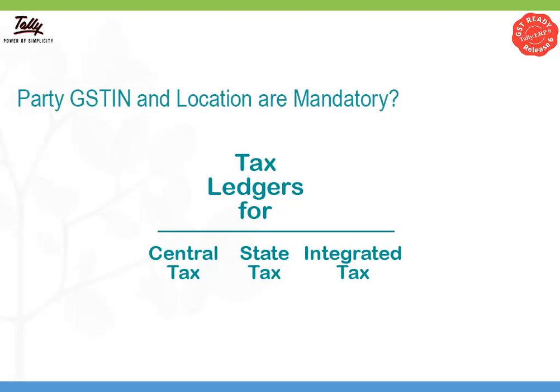We have configured the tax details. But how will the taxes be applied? The tax is applied in transactions using tax ledgers. Since GST is divided into multiple tax types, we must create a separate ledger for each tax type.